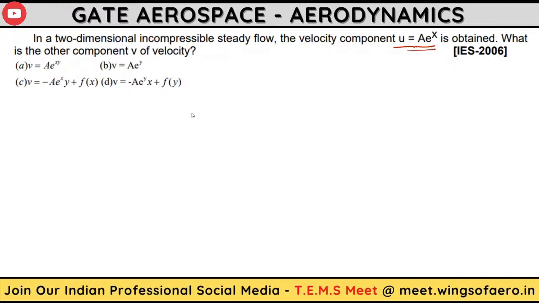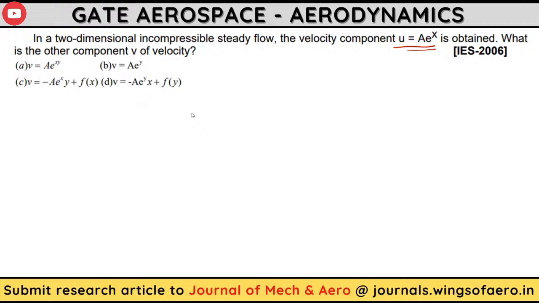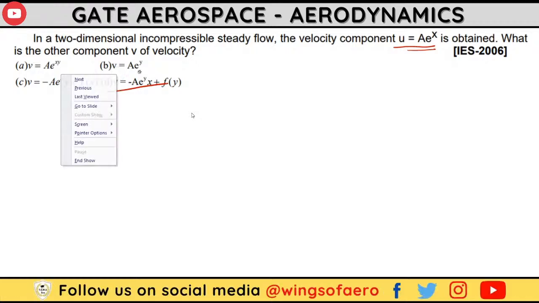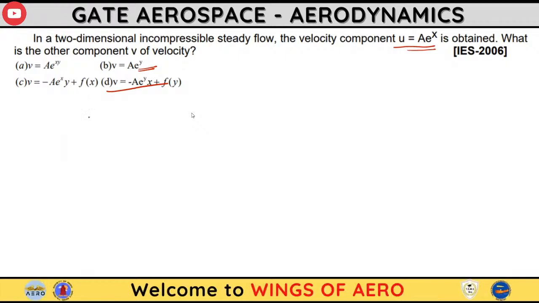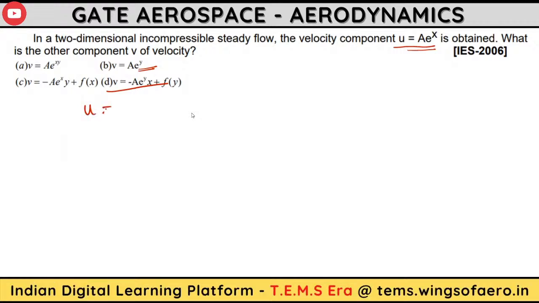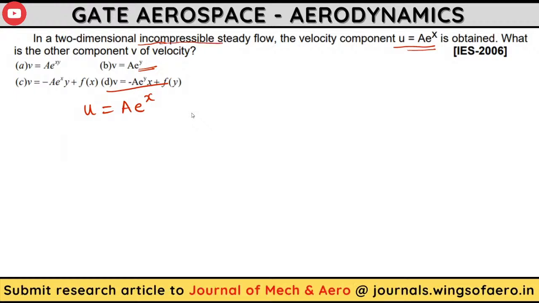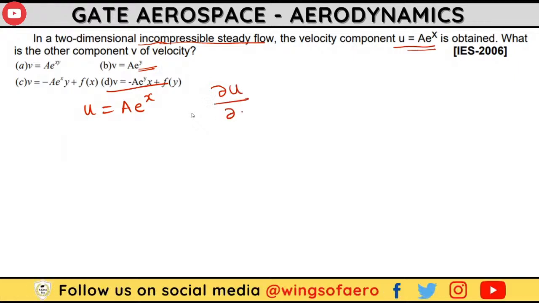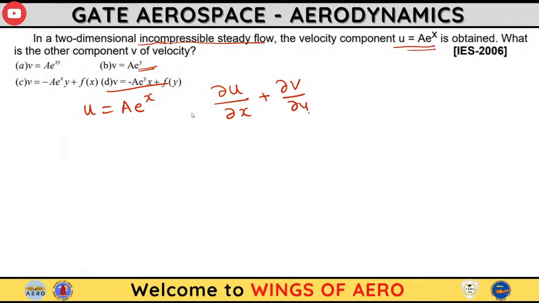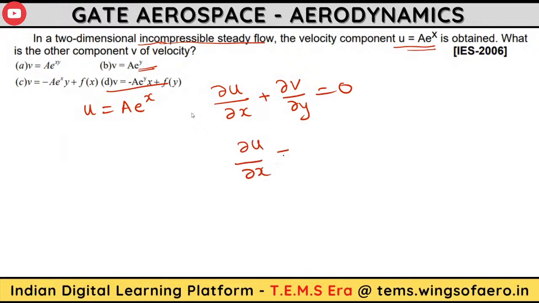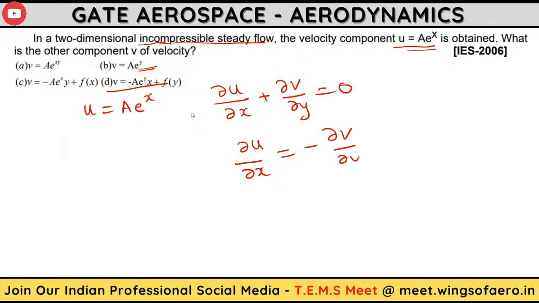See, how will you resolve? The given data is u equals a e power x. What they have said in the question is the flow is two-dimensional, incompressible, steady flow. That means what formula we have to satisfy? Continuity equation: dou u by dou x plus dou v by dou y equals 0. Now dou u by dou x equals minus dou v by dou y.